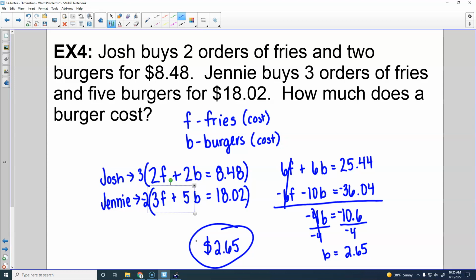For this particular problem, the question just says how much does a burger cost. So for this particular problem, we could stop here. But if it asked for fries, we could go back and just plug that in and solve. But we don't have to because it didn't ask for it here. That is the main reason I chose to get rid of F instead of B here, because if you get rid of F, that means B is going to be the answer that you get, and you don't have to go plug anything back. Okay, questions?